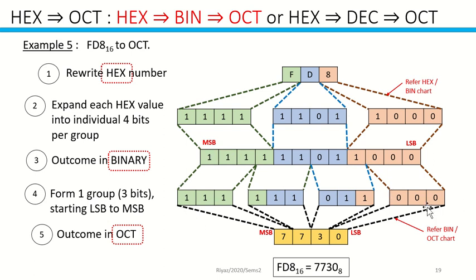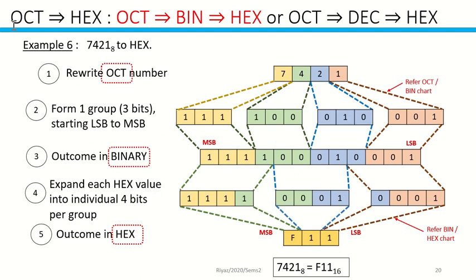So from these particular groups, you can change the data to octa numbers. 000 will become 0, 011 becomes 3, 111 becomes 7, and 111 again 7. So this particular representation is 7730, which is in octa numbers. And this is the answer. FD8 in hexa is equal to 7730 in octa. So we have done hexa to octa.